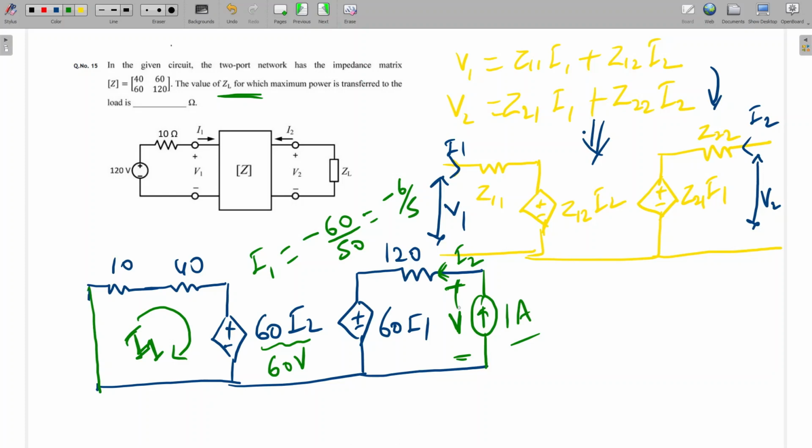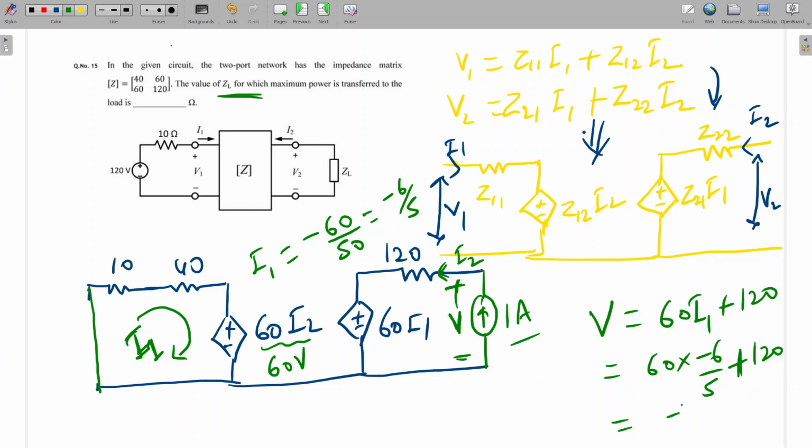So we can calculate V1 here now. V is equal to 60 I1 plus 120 I2, and I2 is 1 ampere, so plus 120. So 60 into minus 6 by 5 plus 120. Can anyone simplify this? What will be the value of V here? Minus 72 plus 120 is 48. So this V is 48.